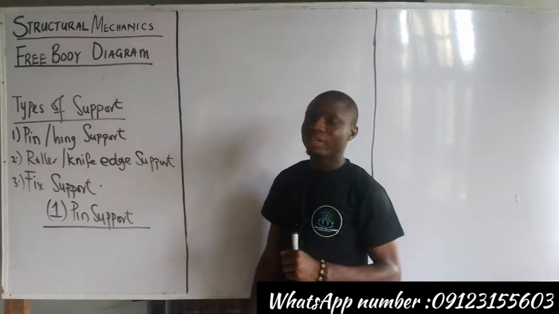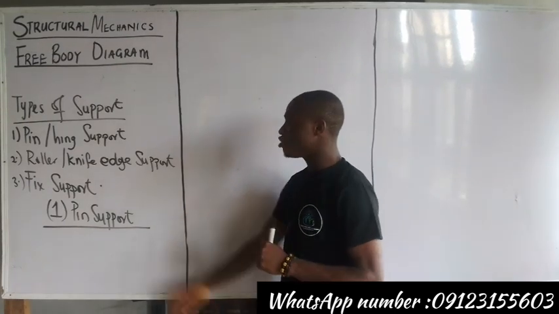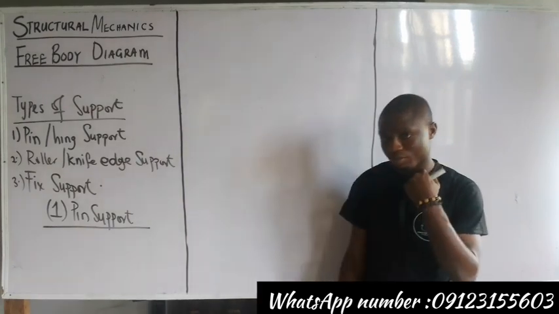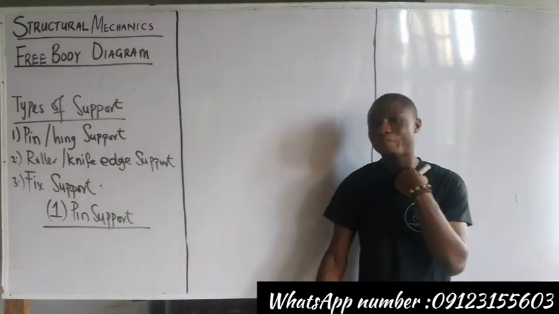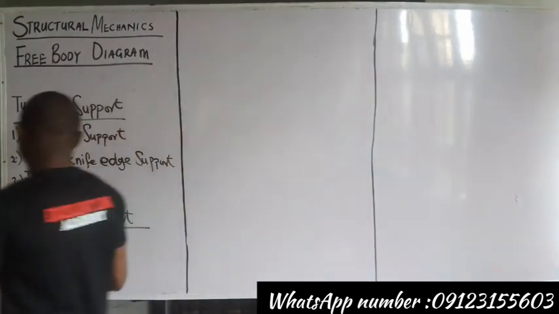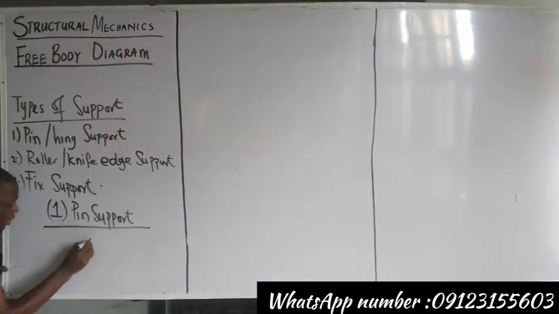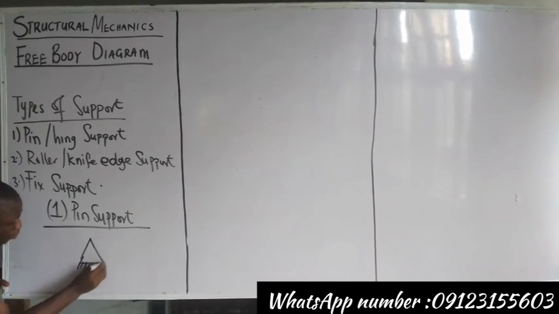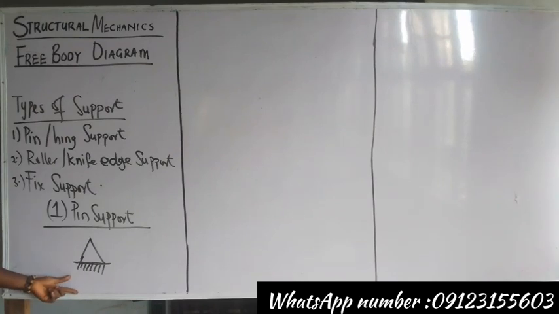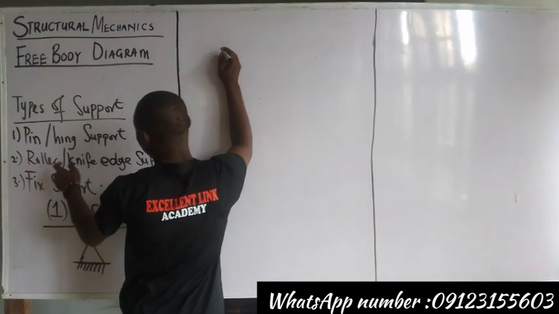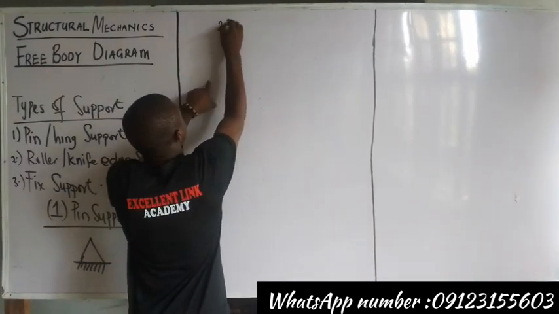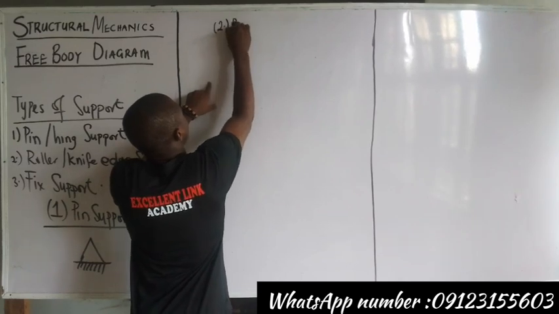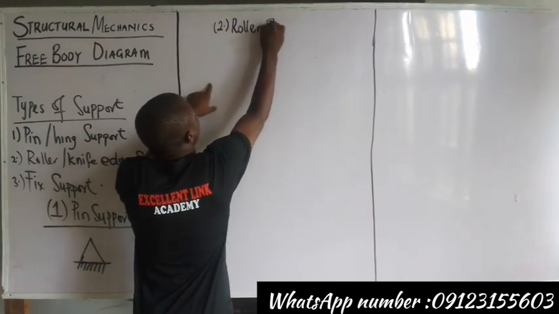So the diagram for pin support is given below. This is the diagram for a pin support, right? Let's go to the next one called roller support. Number 2, roller support.